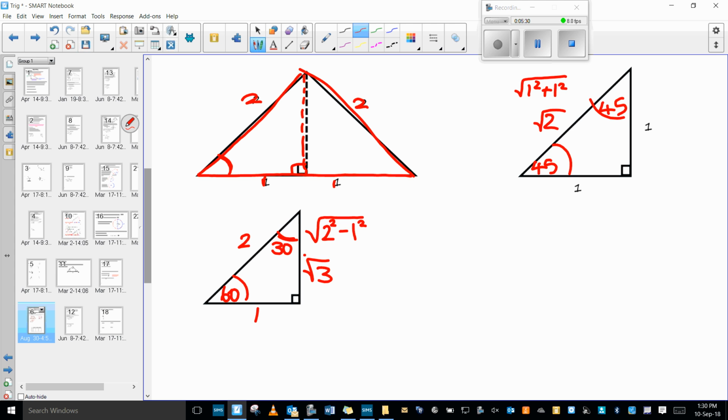So the adjacent and the other short side, that would be plus as well. If I was trying to find either of the short sides, it would be subtracted. Okay, so are we good? Are we good with that triangle?